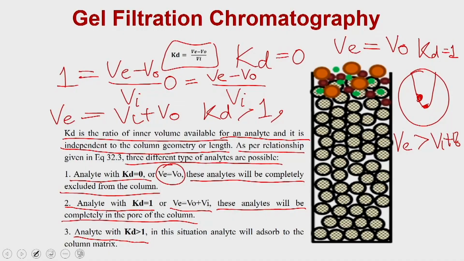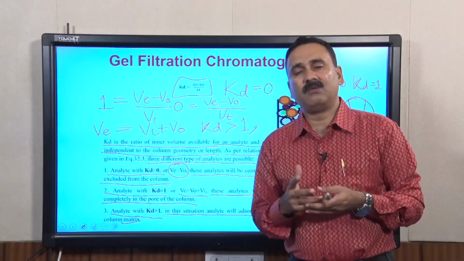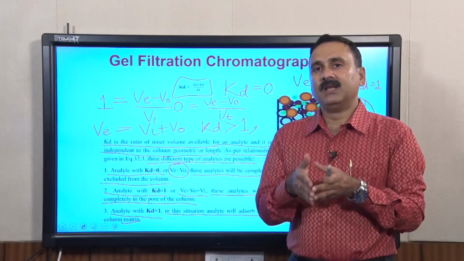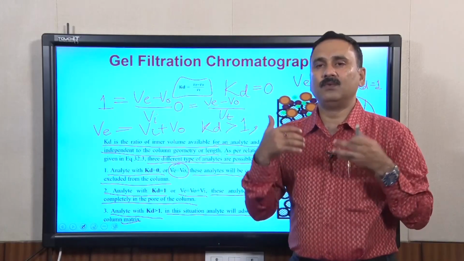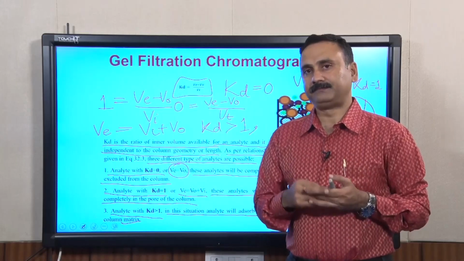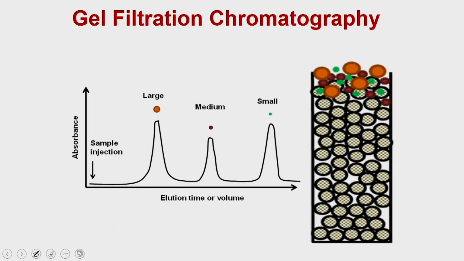So that is why, if the Kd is bigger than 1, in this situation the analyte will adsorb onto the column matrix. If that happens, you have to wash this column, strip this particular molecule from the beads, and then you have to repack the column, and it is going to destroy the column packing.